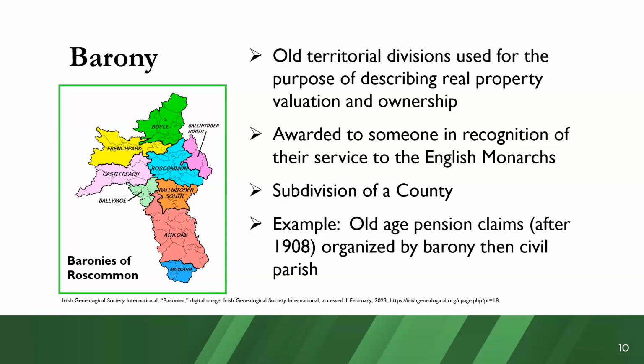Some of the later 1800s, early 1900s documents you may come across are organized by barony. For example, the old age pension claims, which were put into effect in the early 1900s, are organized by barony and then the civil parish. So in order to find out if your particular ancestor had applied for an old age pension, you'd need to know first the barony, and then within that, the civil parish that they belonged to.